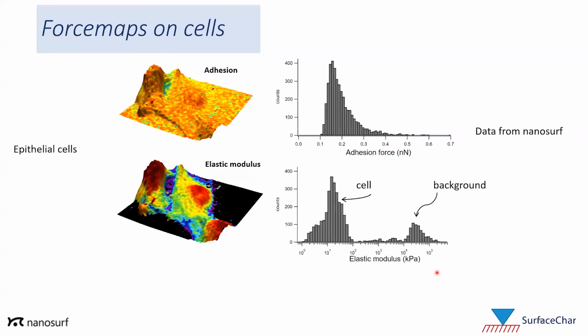Biological measurements are where AFM can really excel and provide a unique tool to make measurements that are not otherwise available. This is an example of making force maps on epithelial cells, where they looked at the adhesion and the elastic modulus on the cell. You can see on the cell a range of modulus. You can plot it in a histogram and quantify the modulus on the different regions. And again, these kinds of measurements are uniquely possible with AFM.